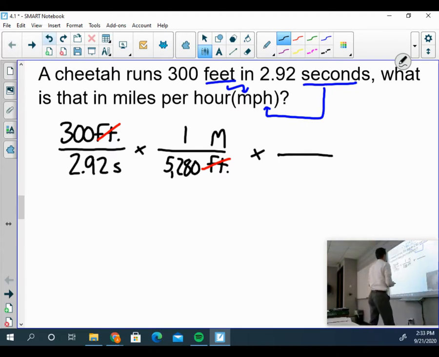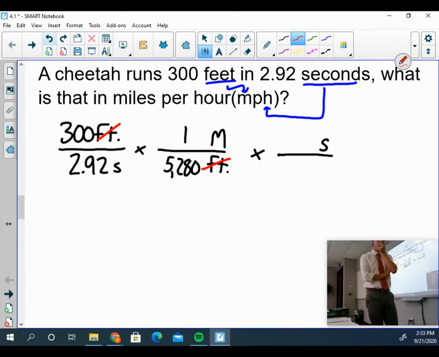Well, you're probably telling me, okay, so seconds goes on the top. Now, pause. Why would I want seconds on the top? Well, we said earlier that they need to be in opposite parts of the fraction. Feet's in the top, therefore it needs to go on the bottom to cancel. Since seconds is in the denominator of my first fraction, it needs to be in the top of this fraction. So seconds goes on the top, and I want to replace it with hours.